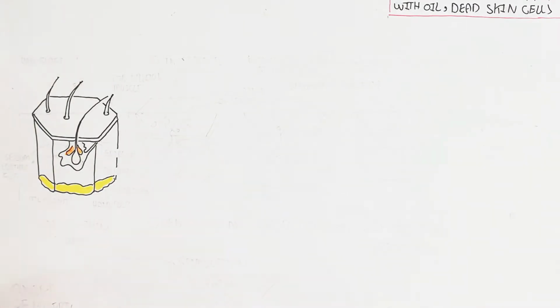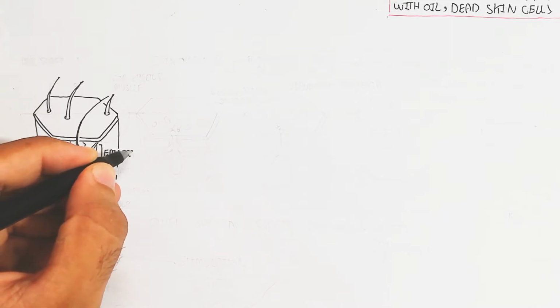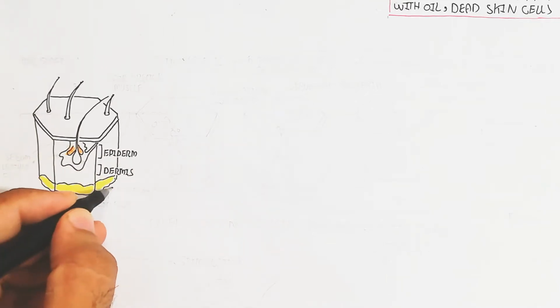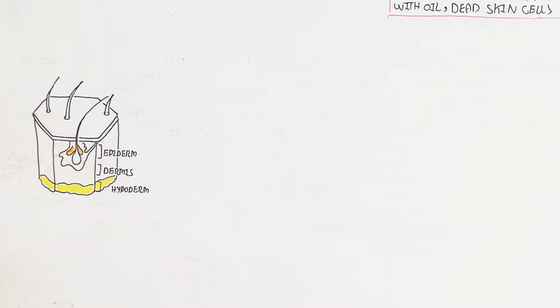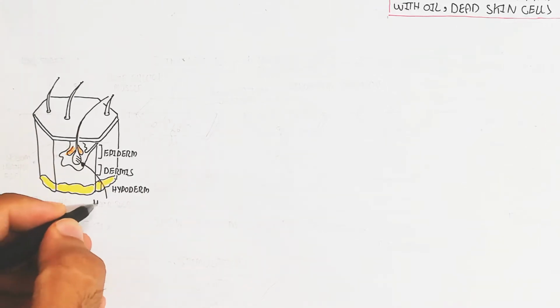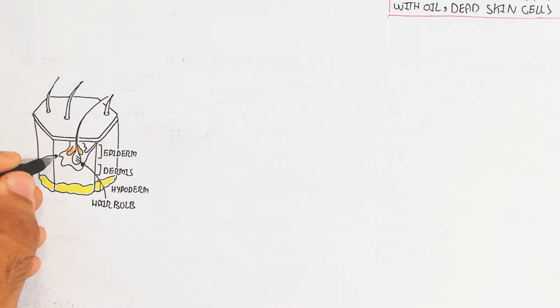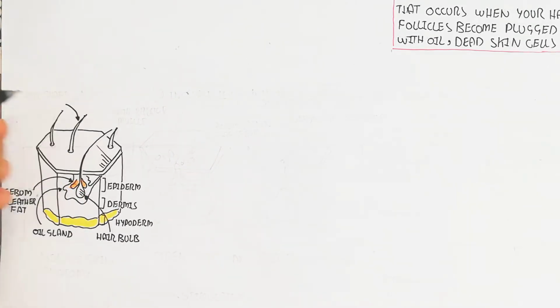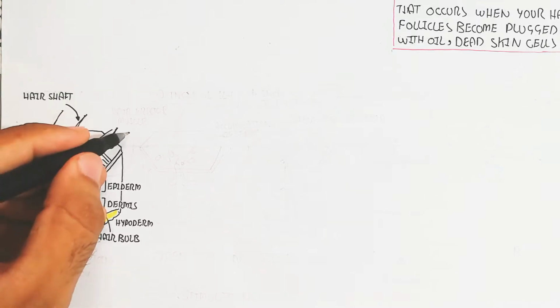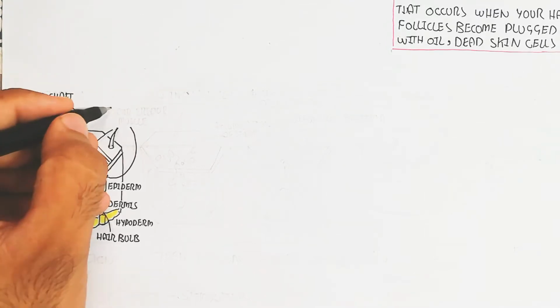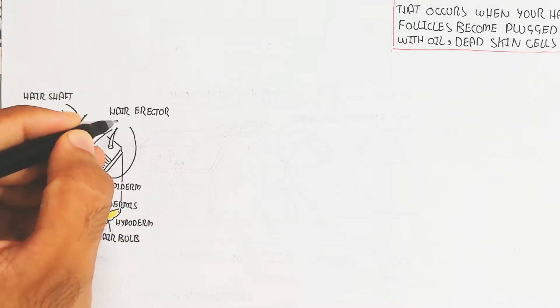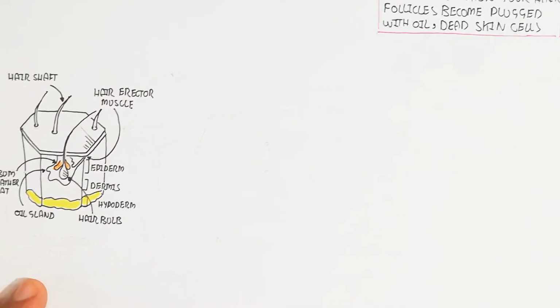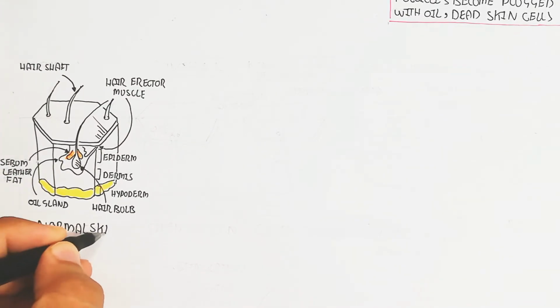Here is the normal skin. The anatomy of the skin contains the epidermis, dermis and hypodermis. The dermis contains blood vessels, nerves and other things, while the hypodermis contains adipose tissue. This is the oil gland, which is wrapping around the hair follicle or hair bulb, and the orange color shows the sebum, the fat that produces the oil. This is the hair shaft, and this is the hair erector muscle. So this is the normal skin.